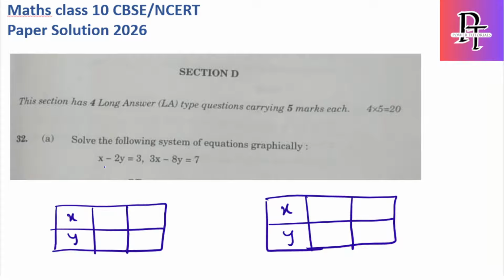Okay, so first one, if you notice, for the first equation, if I keep x as 0, I will get the y value as minus 3 by 2. So how I got minus 3 by 2, I will explain, which is x minus 2y is equal to 3. If I keep x as 0, so 0 minus 2y is equal to 3, so I will get y value as minus 3 by 2. Okay, same way if I keep y value as 0, then what I will get, if y is 0, then x becomes 3. I will explain here.